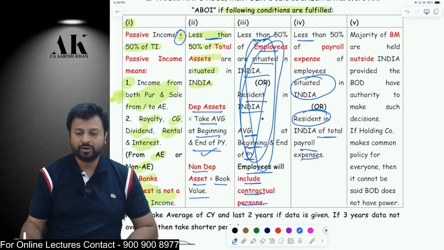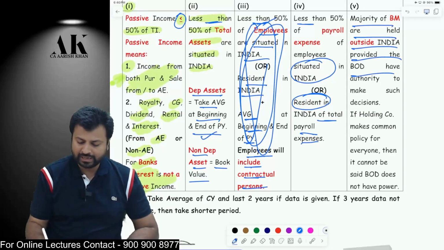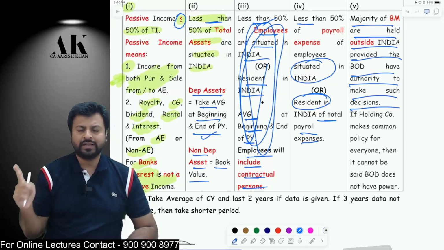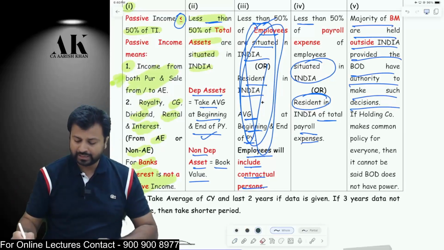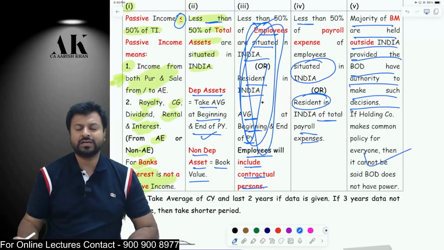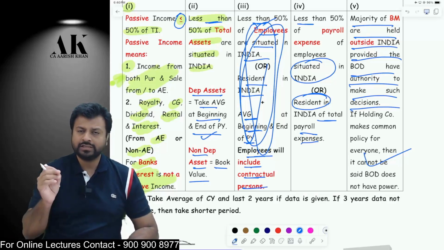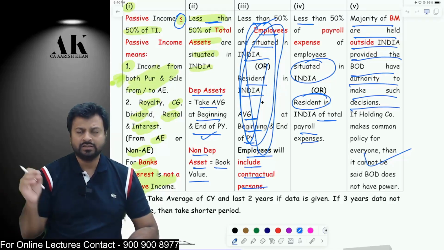And the last but not least, the majority of your board meetings have to be held outside India. If there are 10 board meetings, at least 6 have to be held outside India, and the board should have the power to take decisions outside India. Which kind of decision? Commercial and management decisions. If all these conditions are fulfilled, your active business is outside India. And if your active business is outside India, your POEM is outside India.